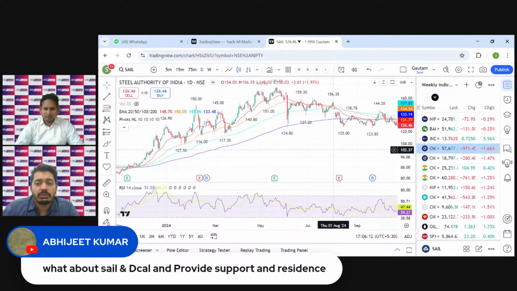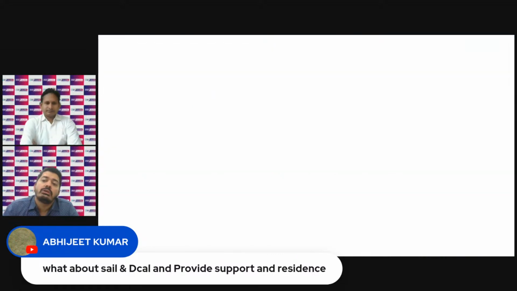So the other stock, once again, I'll just check it. The other stock is Decal.